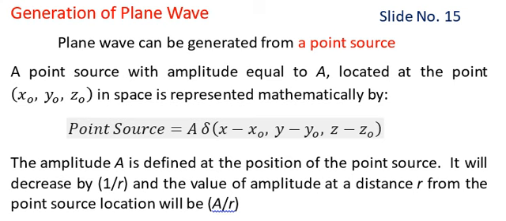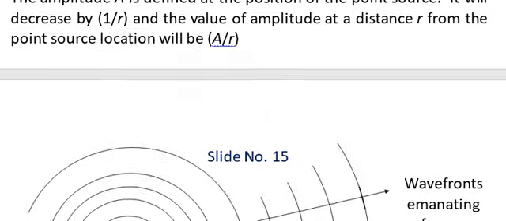So at the location of x0, y0, z0 you get an impulse, where A is the amplitude of the point source. So as you go away, the amplitude A is defined at the position of the point source. It will decrease by 1 over r, and the value of the amplitude at a distance r from the point source location will be A over r. So at a distance away from the point source, the amplitude will decrease by 1 over r.